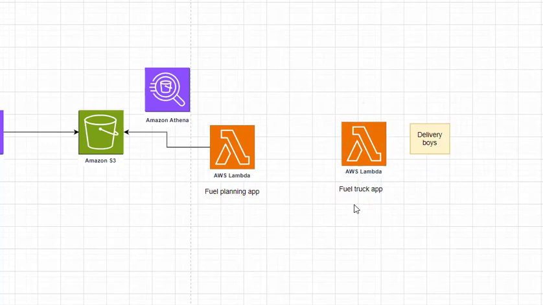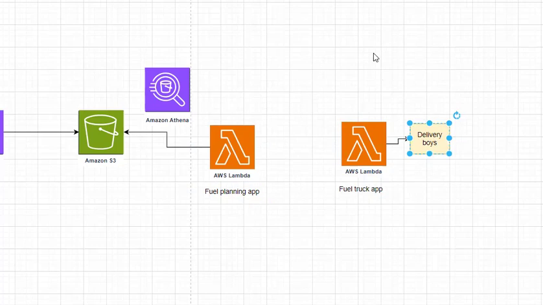This fuel truck app will take each and every request from this Lambda function, and this app, fuel truck app, needs to deliver each and every request to any one of the delivery boys. So in between, no request needs to be left unprocessed.